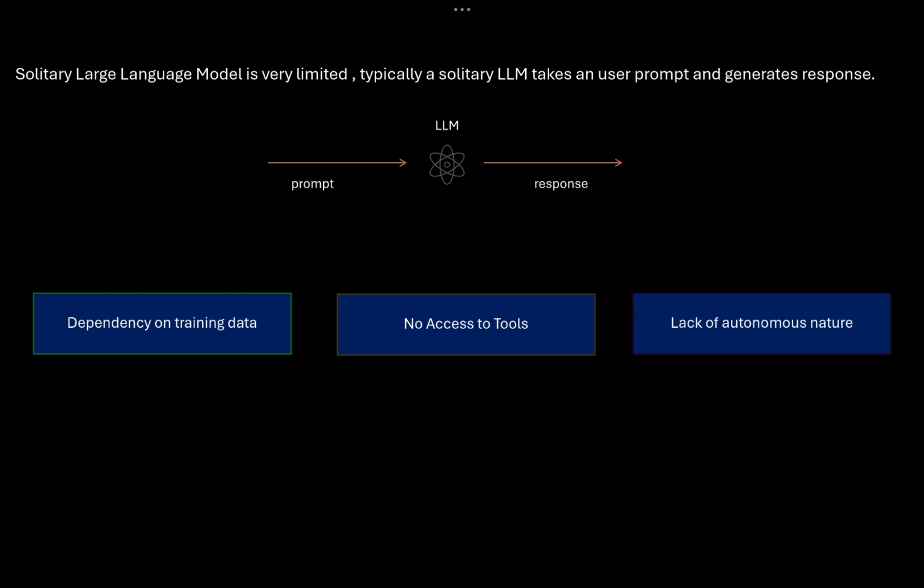And also the solitary LLM does not have any autonomous behavior where it can make decisions. Like if a solitary LLM has multiple paths to go, then it cannot select which path it should choose to get the maximum or the most optimal result, right?